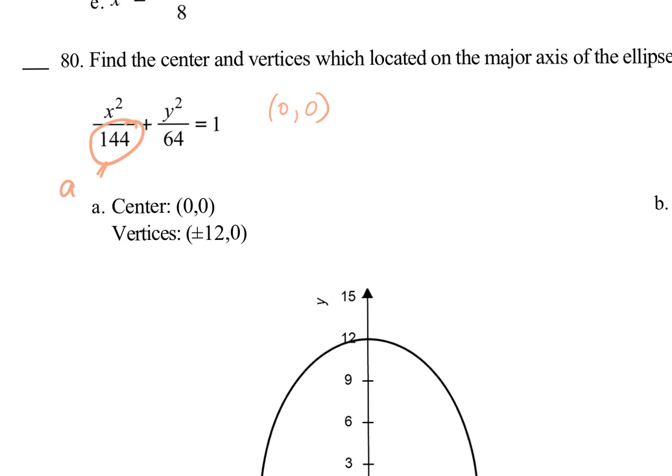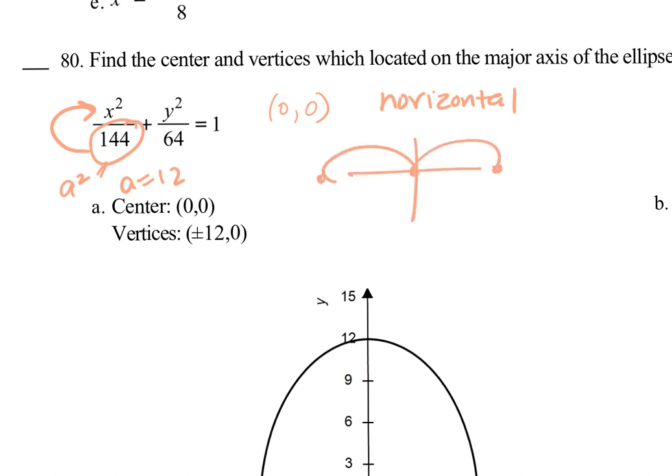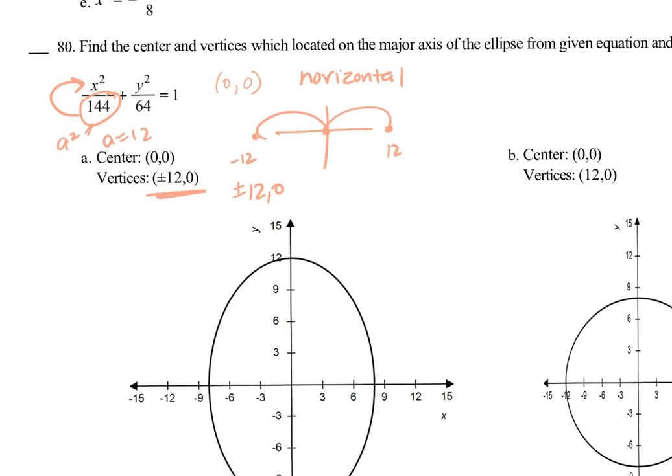That's my a squared, and that's going to determine my vertices. Because it's under the x, this means it's horizontal. And it means a is 12. So from 0, 0, I would go right 12 and left 12, which means my vertices are plus and minus 12, 0. This is one of the answer choices.